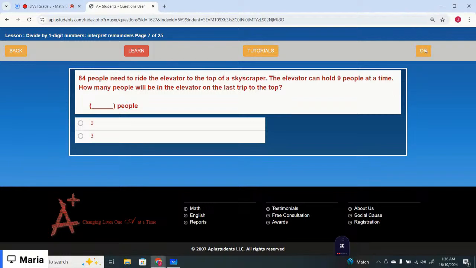84 people need to ride the elevator at the top of the skyscraper. The elevator can hold 9 people at a time. How many people will be in the elevator on the last trip to the top? So, which is the correct option?